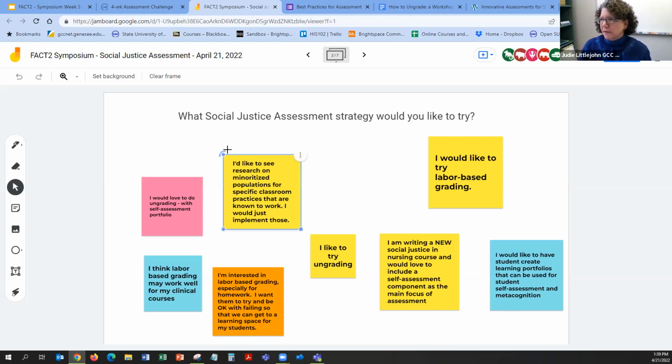And somebody here in yellow would like to see research on minoritized populations for specific classroom practices that are known to work and implement those. There might be some resources for that on the website that we shared at the beginning. You might find some things in there. The pink one would love to do ungrading with self-assessment. And then we've got labor-based grading, especially for homework. That's a great place to start it out. Labor-based grading for clinical courses. That's interesting.